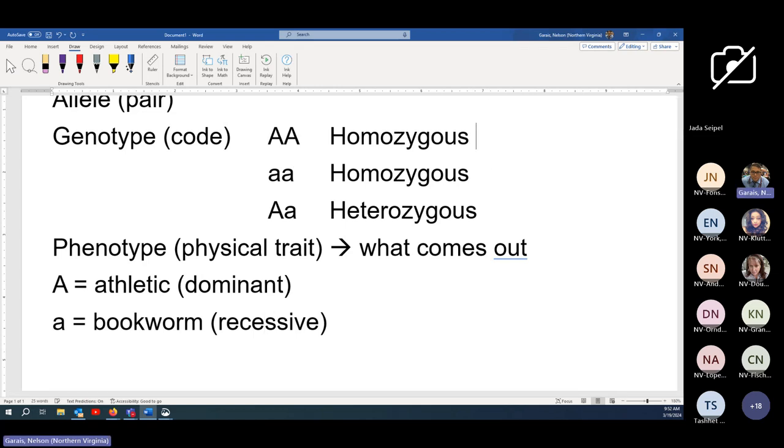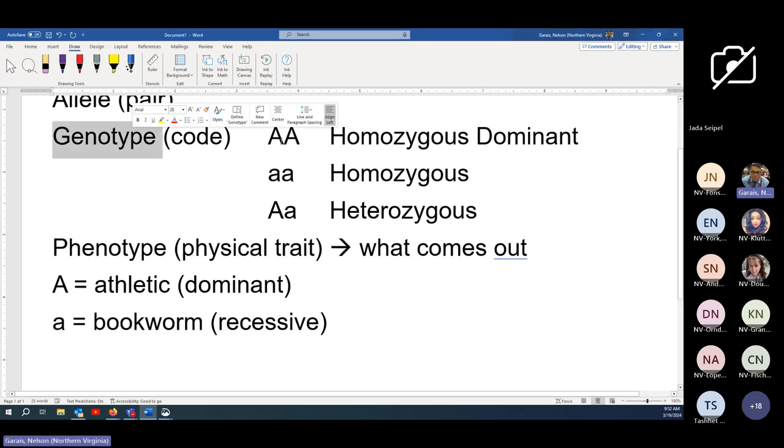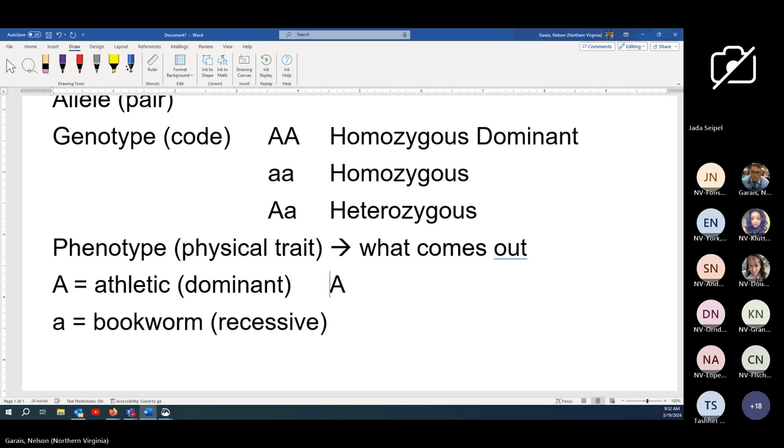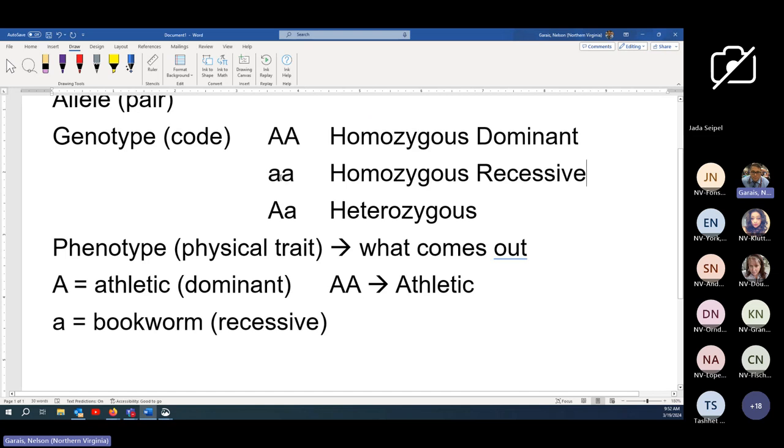This one is going to be homozygous dominant. That's his genotype. That's the code. Capital A, capital A. Therefore, his physicality would be what? AA, this person will be athletic. Now, let's look at the homozygous recessive. There's no capital A in this equation. There's only lowercase a, lowercase a.